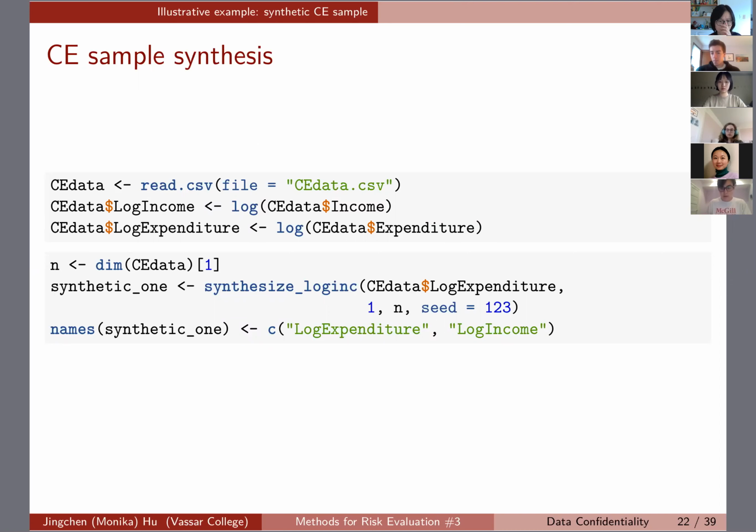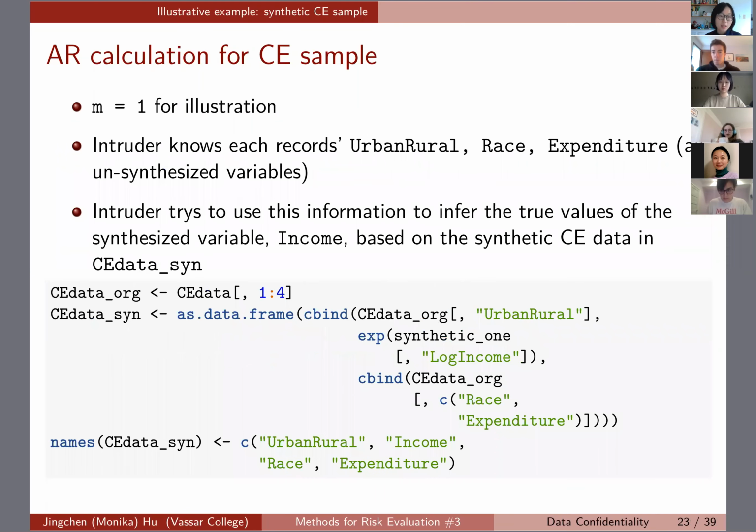This is going back to lecture 405, I think, when we first introduced this. So you can go back to the slides there. And the AR calculation for the CE sample that we're going to do today is m equals 1, for illustration. When you have multiple, you do it for each synthetic data set and do the regular thing as before. So the intruder now will know all of the synthesized variables, so urban, rural, race, and expenditure. And the intruder tries to use this information to infer the true values of the synthesized variable, income, based on the synthetic data set that is being released, as well as all of the other information that the intruder might know.